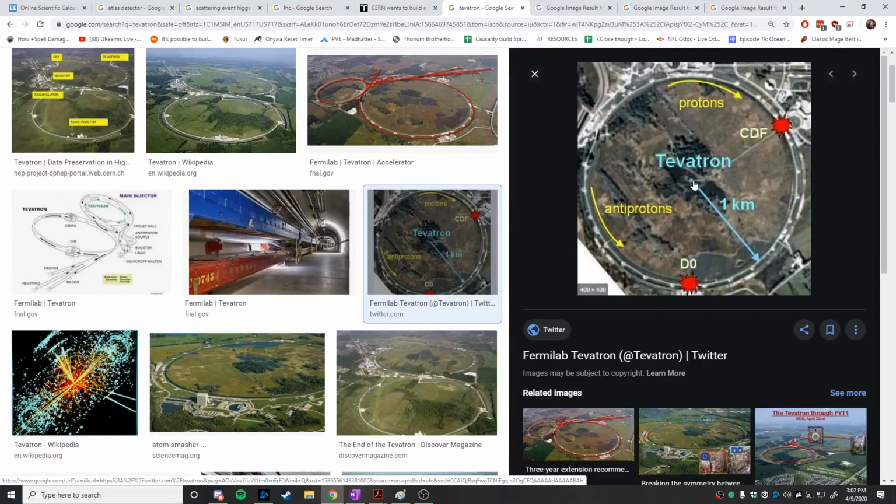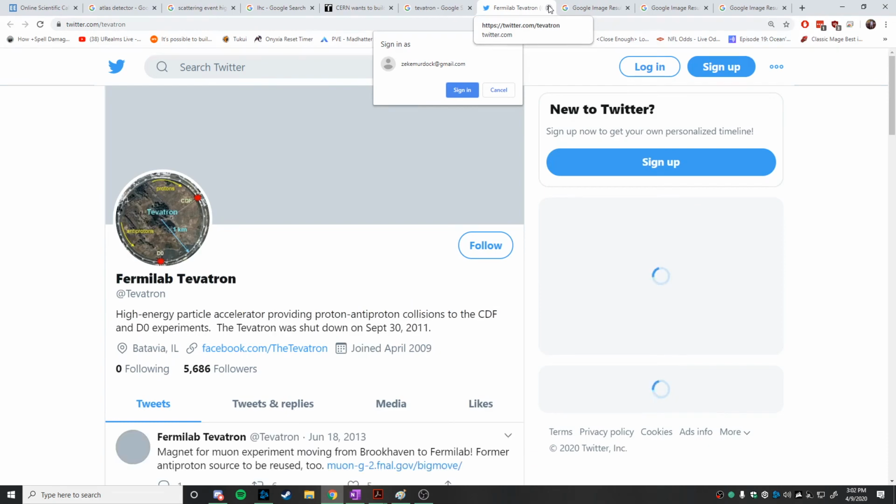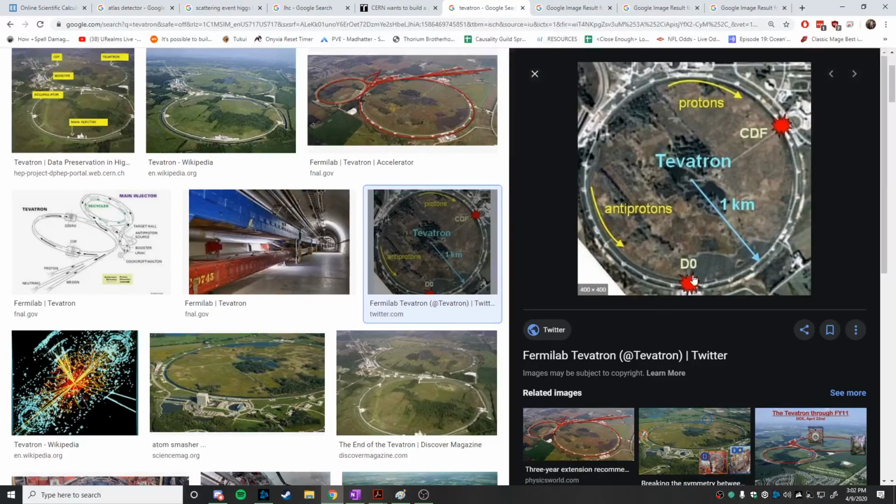So this one's a little simpler. It's only 1 kilometer in radius, so about 3 kilometers around, right? And there's 2 detectors. I worked on the D0 detector. The other detector is called CDF. CDF stands for Central Detector at Fermilab. D0 quite literally stands for a labeling system for the points around the ring. So there's D0, D1, D2, D3, and it goes around. It's like A1, A2, and D0 is just the name. They decided to just use that.